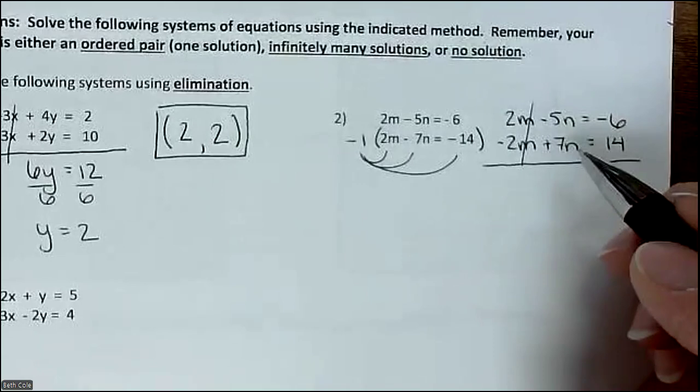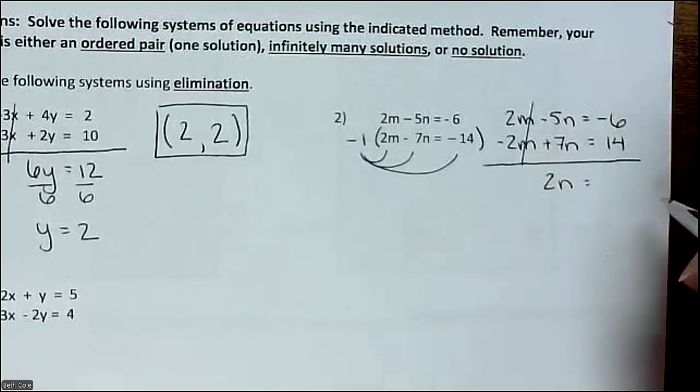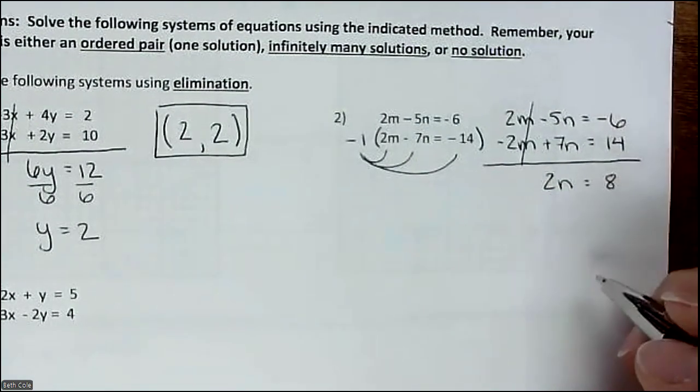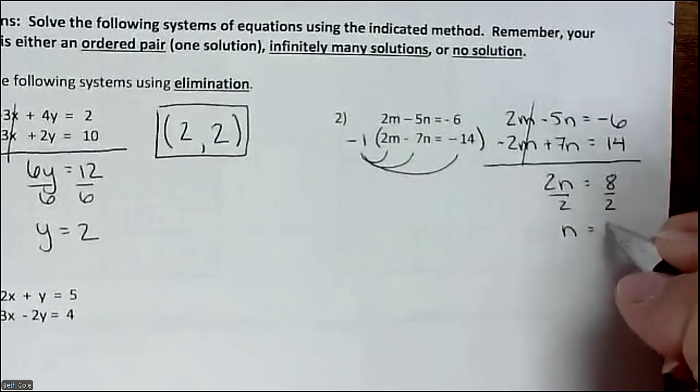When you add the columns, what are you going to get here? So 2n equals what? I know you're with me. I'm just checking over here. -6 plus 14 is 8. And then divide by 2, n is 4.